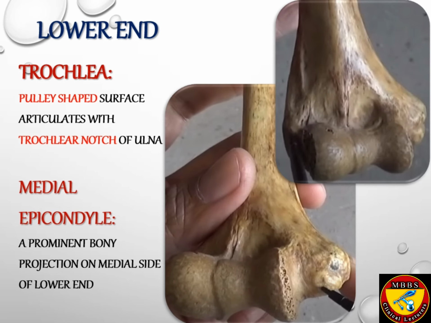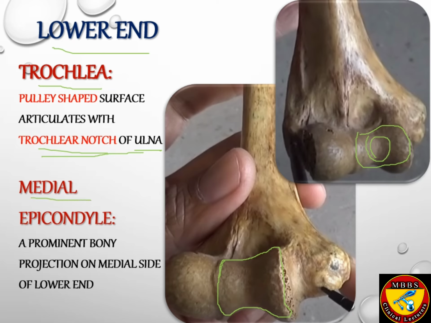Now, lower end. The trochlea is a pulley shaped surface, articulates with the trochlear notch of the ulna. This is the trochlea, pulley shaped, present on the medial side of the lower end. This is the trochlea, which articulates with the trochlear notch of the ulna. So medially, the ulna will articulate at the trochlea.